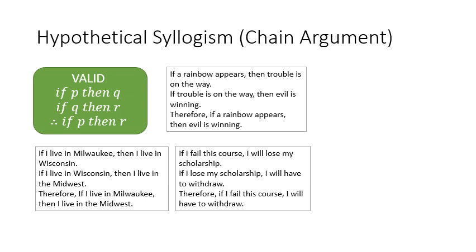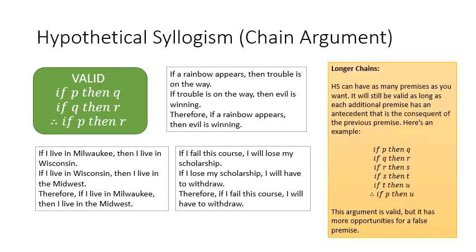And then finally, if I fail this course, I will lose my scholarship. If I lose my scholarship, I will have to withdraw. Therefore, if I fail this course, I will have to withdraw. Fits the pattern. It's a valid pattern. So if the premises are true, the conclusion has to be true. I wanted to mention about chain arguments that what's kind of neat about these arguments is that you can add links to the chain as many as you want, sort of ad infinitum.